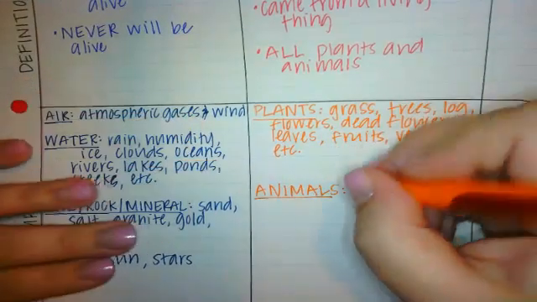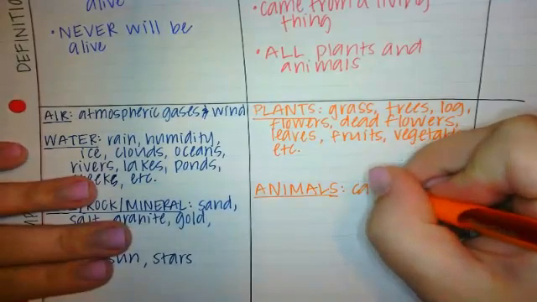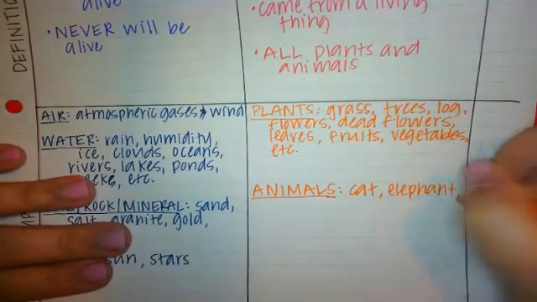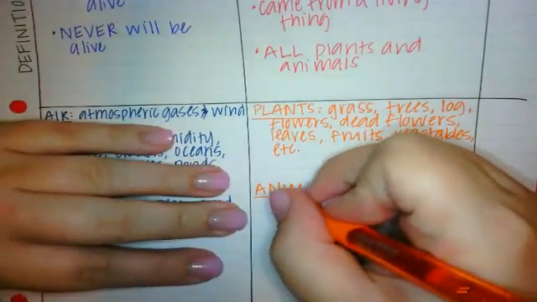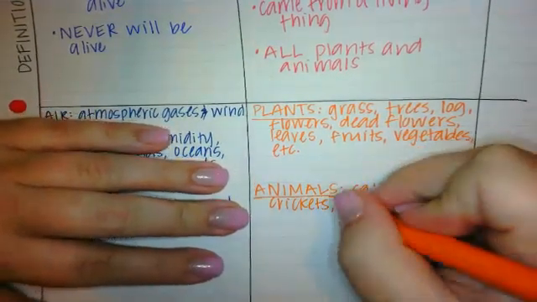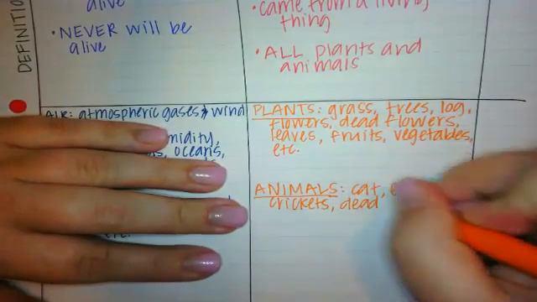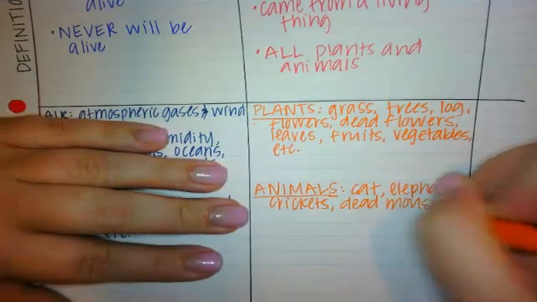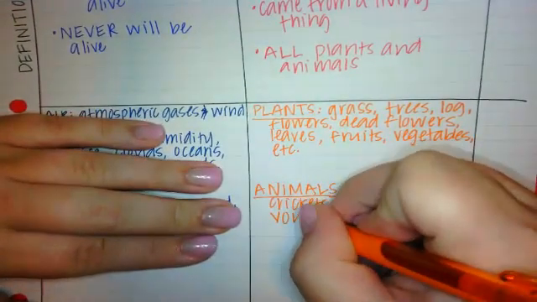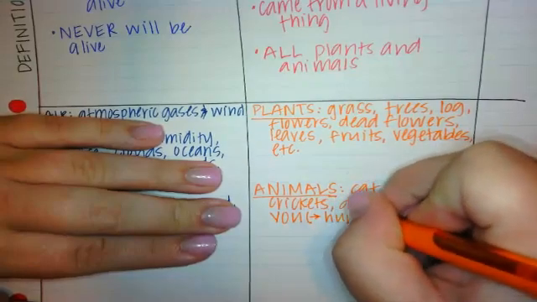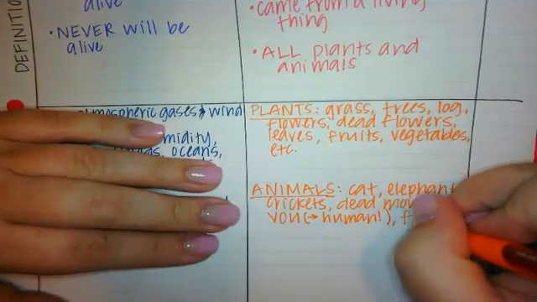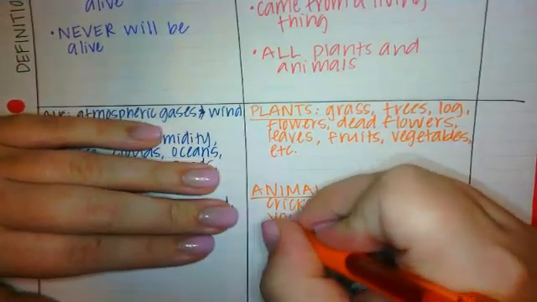All right, so animals. Y'all already know I'm going to start with a cat. Cat, an elephant, crickets. They're also living. They fall more into the insect section, but you guys understand my point. A dead mouse. You, okay, which is a human. Fish. This one's a little funny.